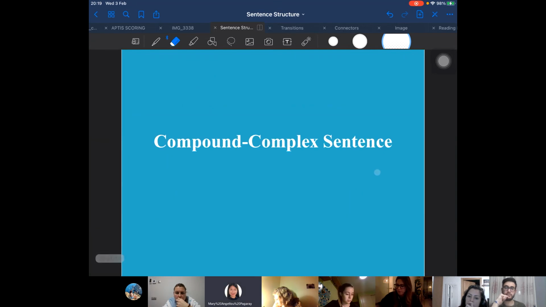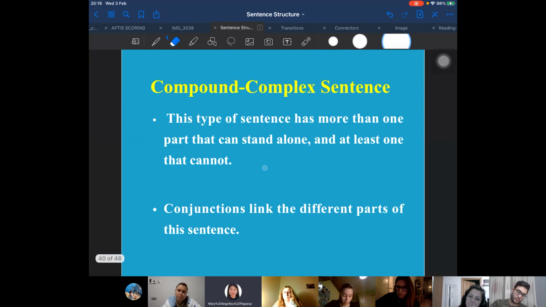Now we go to the compound-complex sentence. You need to remember now the conjunctions that we use for the compound and the conjunctions that we use for the complex. In a compound-complex sentence, there are three or more clauses. If you have three clauses, two clauses should be independent and the third clause should be dependent. So there should be more independent than dependent. And conjunctions link the different parts of this sentence.